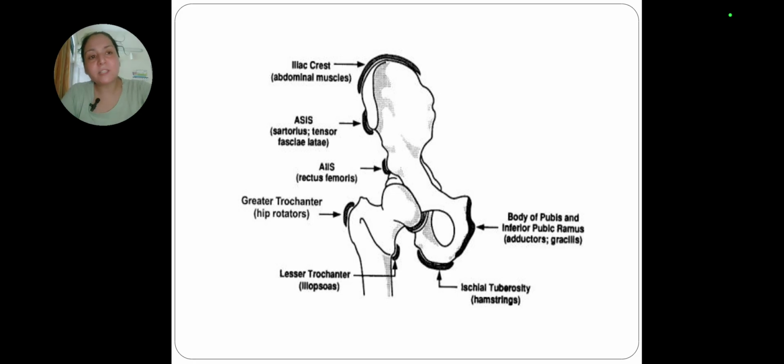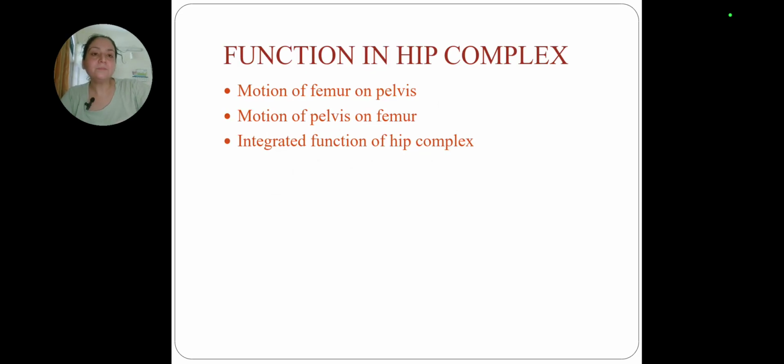I wanted to show this diagram, which was very important for me. That is the iliac crest, which you can see is attached to the abdominal muscles. The ASIS is attached to the sartorius and tensor fascia lata. The anterior inferior iliac spine is where rectus femoris is attached. On the greater trochanter, the hip rotators are attached. You can see iliopsoas attached at the lesser trochanter. This is the body of the pubis, where the adductor muscles and gracilis are attached, and the ischial tuberosity, where the hamstring muscles are attached.